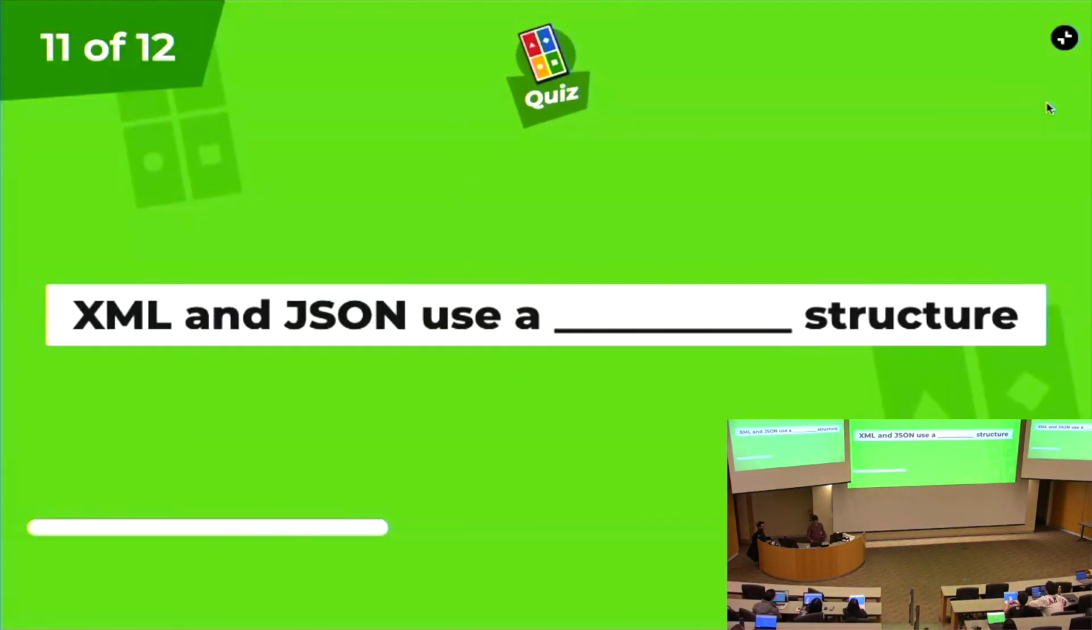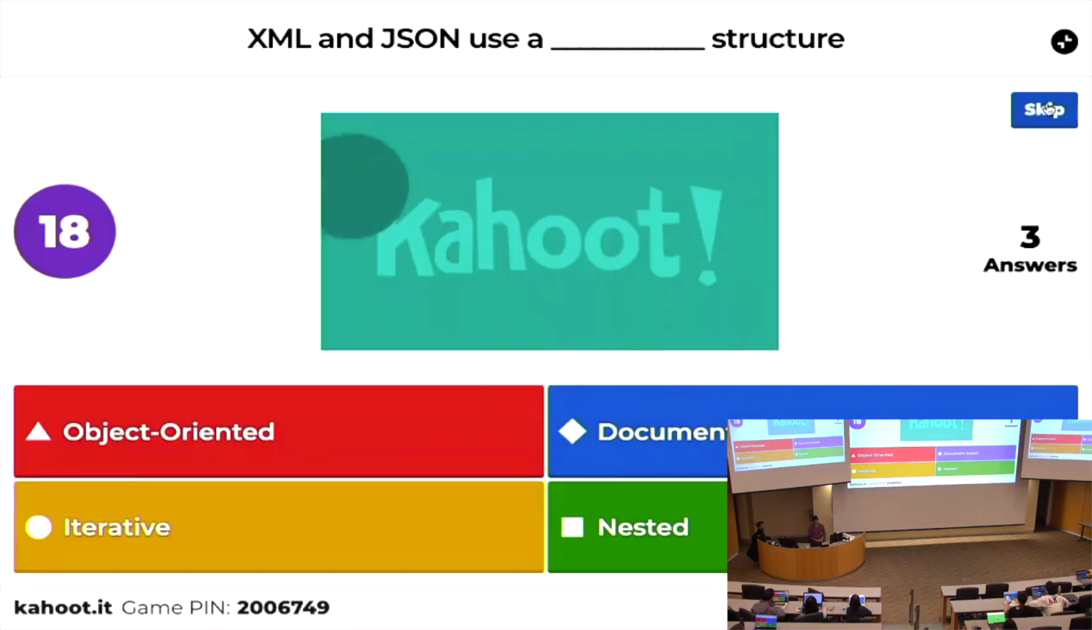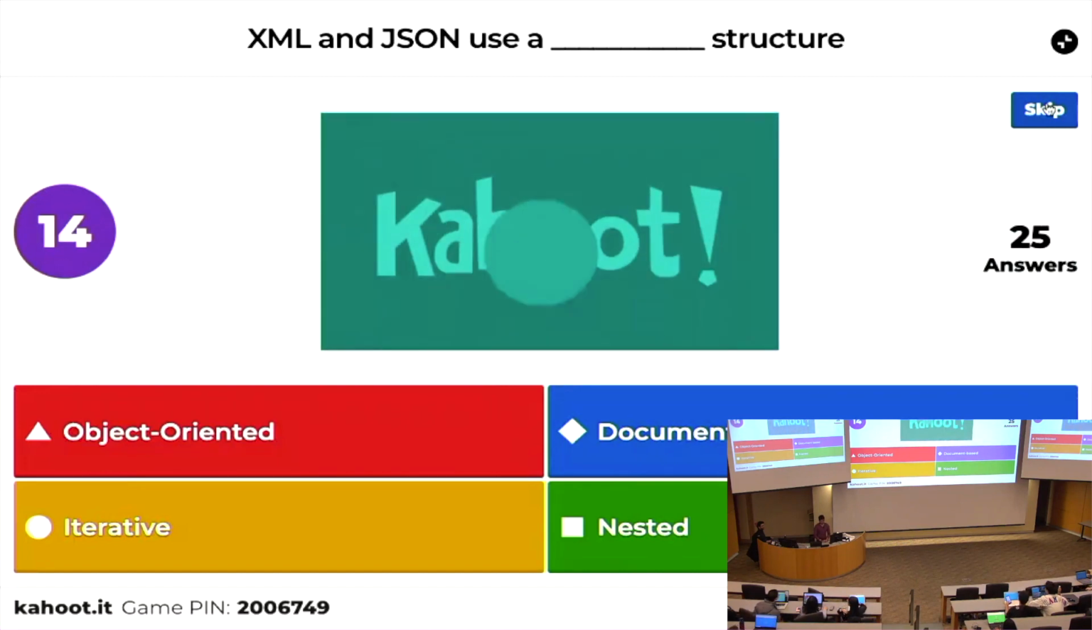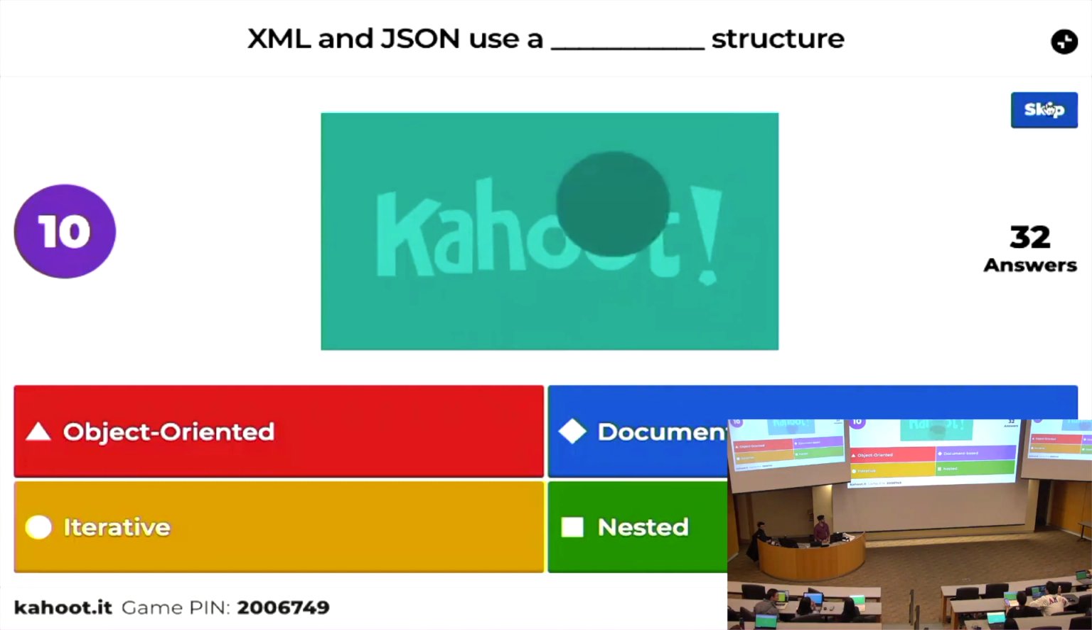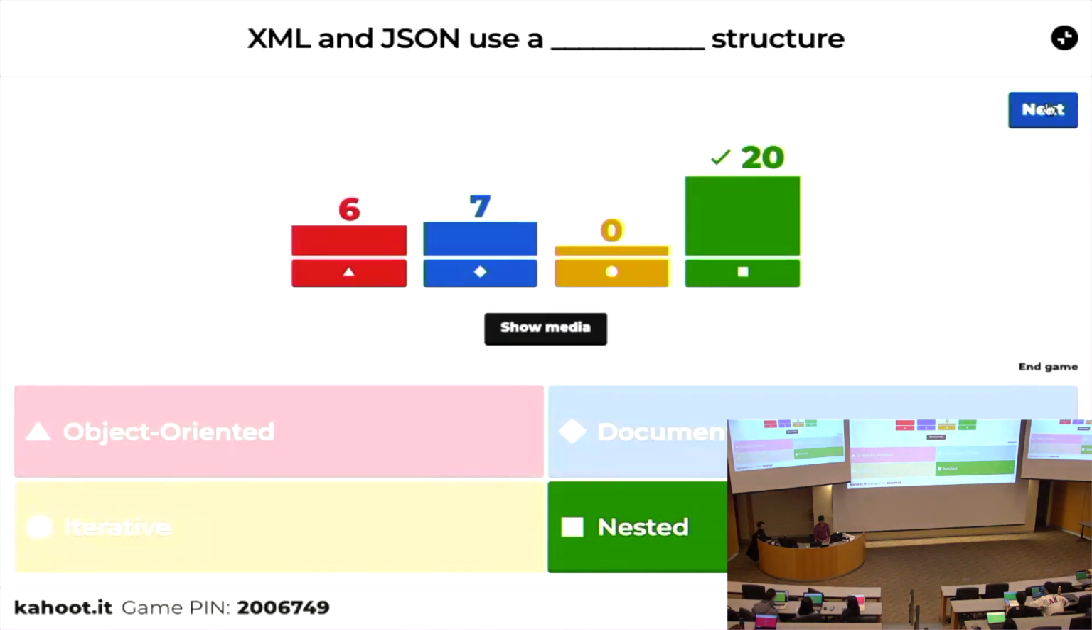Oh, sorry, I skipped the leaderboard. XML and JSON use a nested structure, and that's why we can have really crazy things like putting objects inside objects, and having pizzas as pizza toppings.